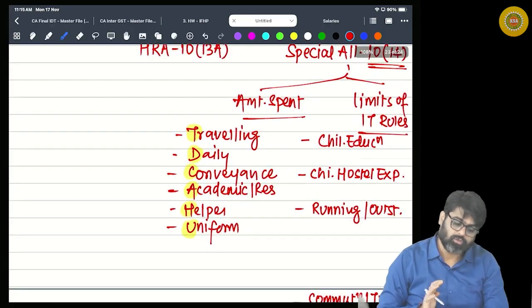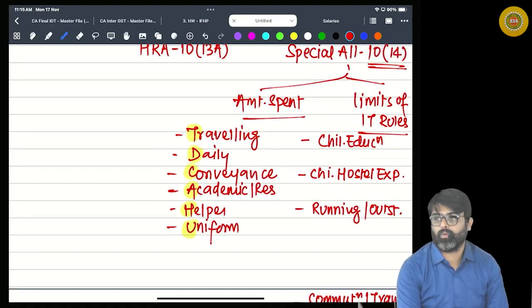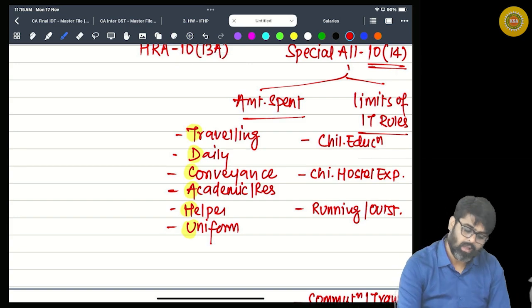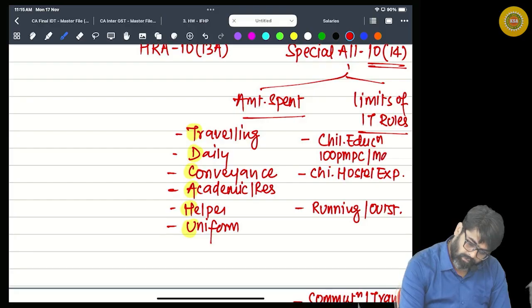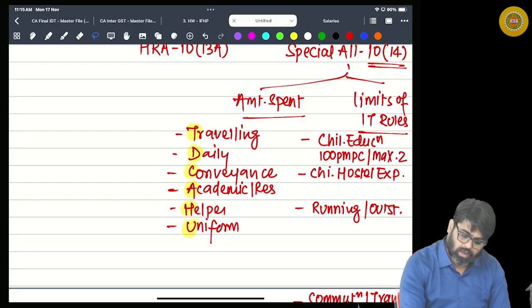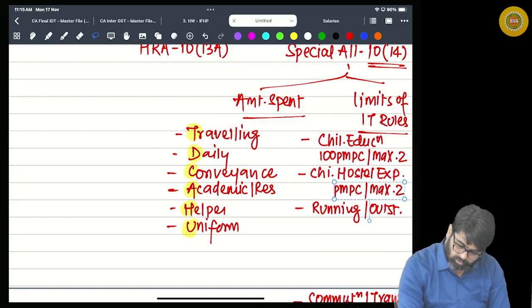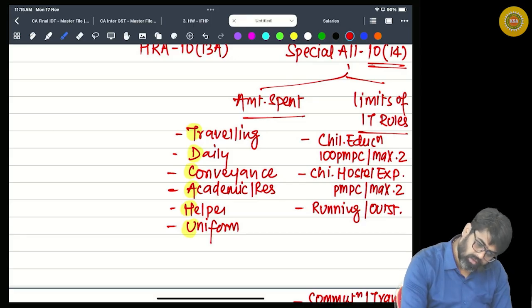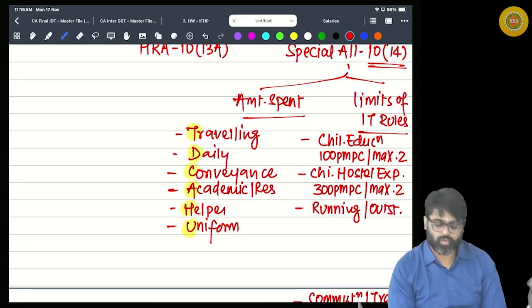Yes or no? So children education allowance, the limit given in the IT rules, is 100 per month per child for a maximum of 2 children. How much is this? 100 per month per child for a maximum of 2 children. And for children hostel expenditure allowance, it is 300 per month per child for a maximum of 2 children.